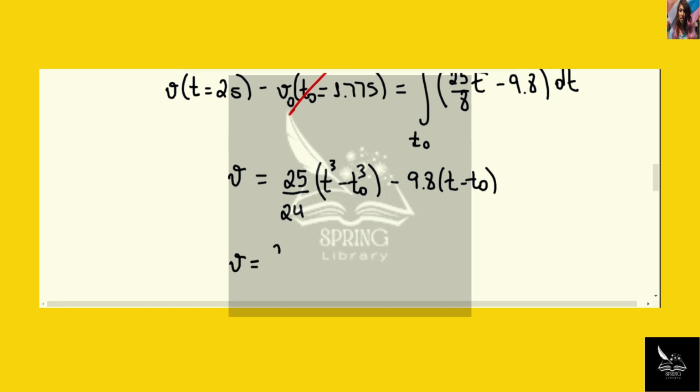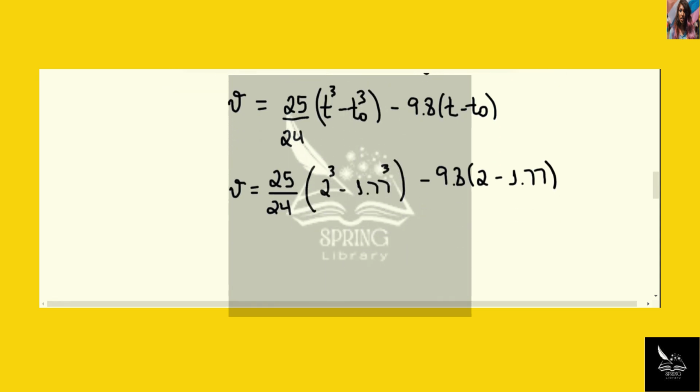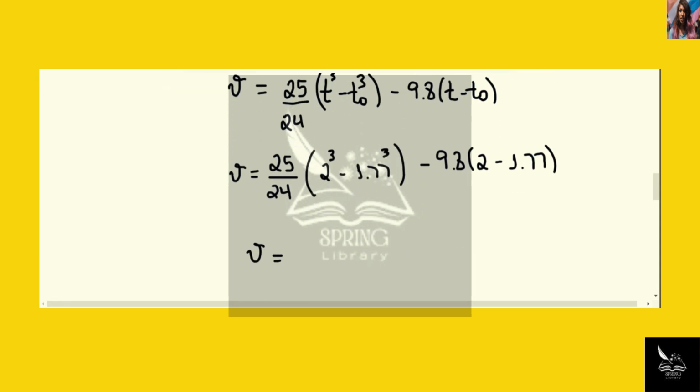So v is equal to 25 divided by 24 times, that's 2 cubed minus t0 cubed, minus 9.8 times t minus t0. So v is equal to 0.303 meters per second, which is the answer to our exercise.